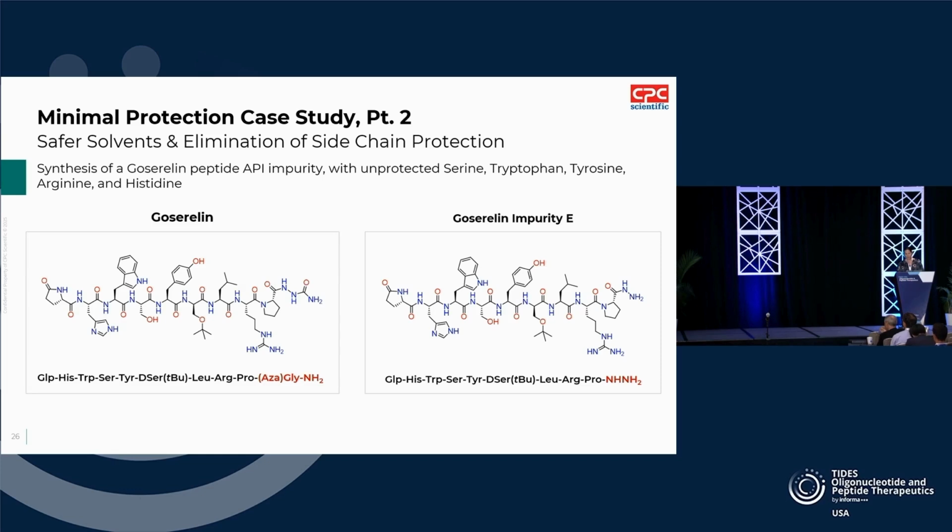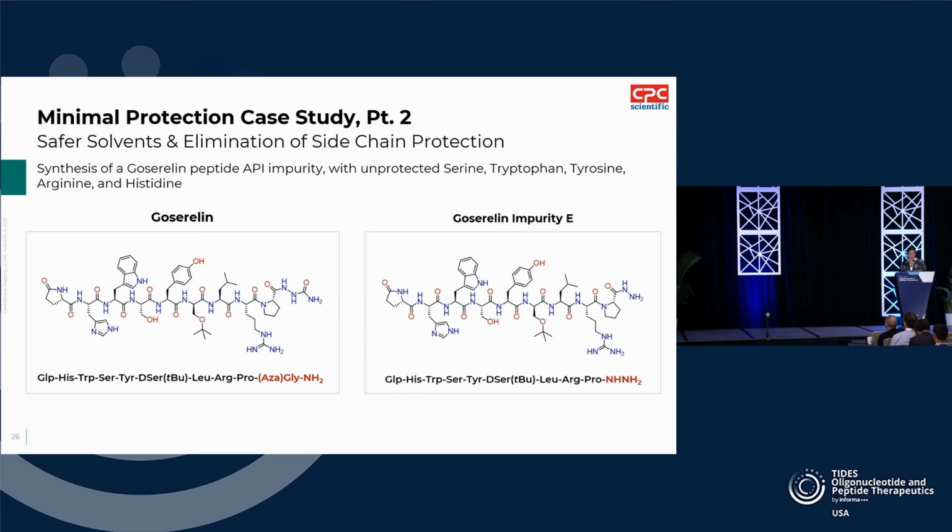So in part 2 of the minimal protection, we expand the approach to include some more difficult amino acids. So here we include the unprotected side chains of the histidine, tryptophan, and arginine. We demonstrate here the synthesis of the goserelin peptide API impurity, and this one shows a convergent approach with a fragment strategy. And so we can still eliminate these side chain protections. The only one here is that, similar to other peptides in this category, like buserelin, the D-serine does remain protected with the t-butyl, and that is incorporated into the final product and remains throughout the synthesis.